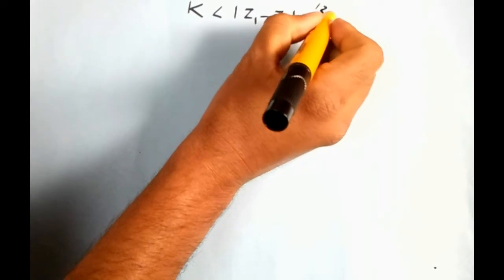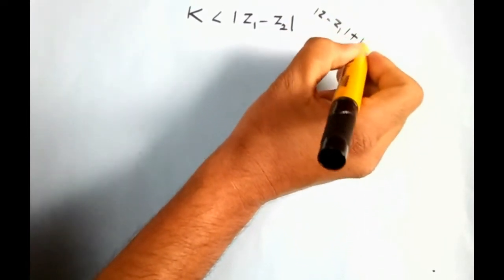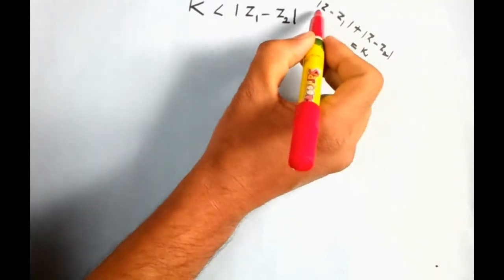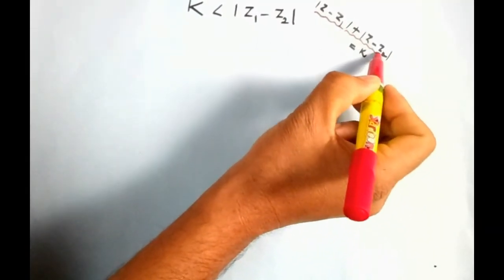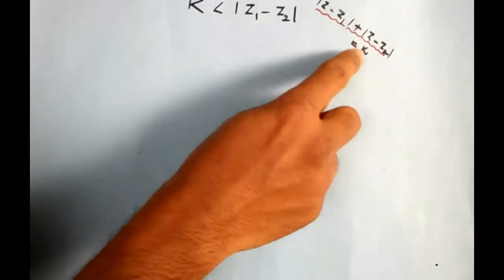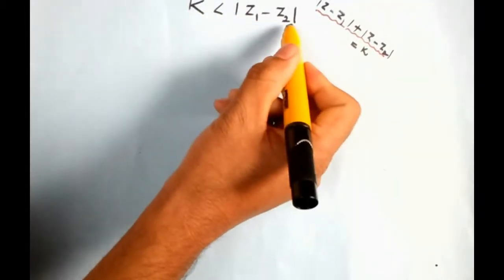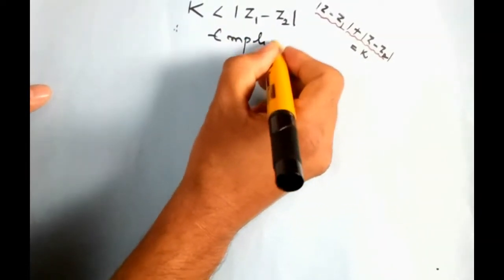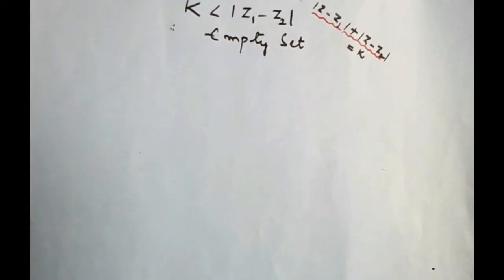Because modulus of z minus z1 plus modulus of z minus z2 equals k. What is modulus of z minus z1 plus modulus of z minus z2? I told you geometrically that this is the sum of the lengths of two sides. Therefore, the sum of the lengths of two sides, which is k, should be more than the third side. But here it is not the case. k is less than modulus of z1 minus z2. Therefore, the locus is an empty set, because there is no z satisfying the given condition modulus of z minus z1 plus modulus of z minus z2 equals k.